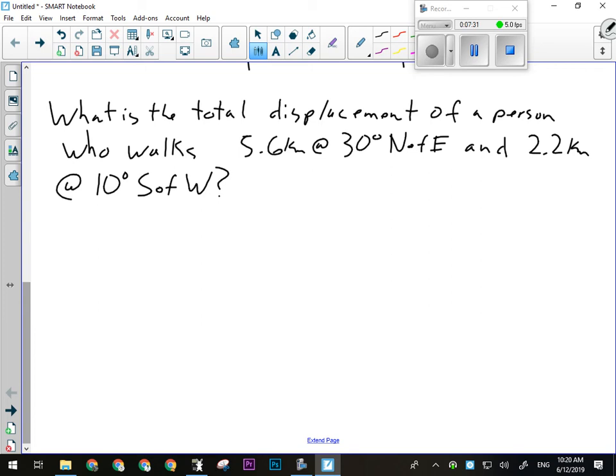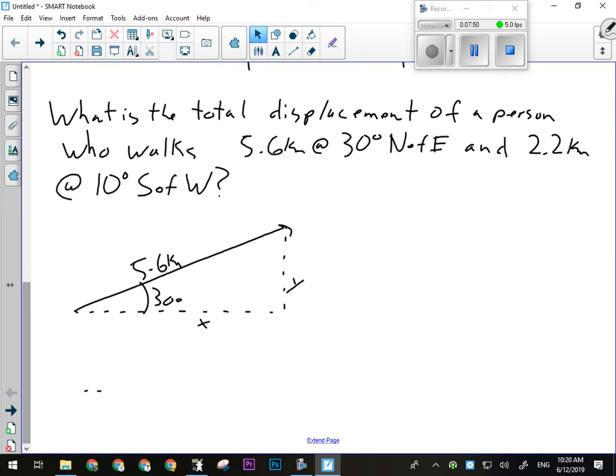So I'm going to draw, oh, I should draw further up here. There's my reference line. That's east. I'm going 30 degrees north of that, for 5.6 kilometers. There's my X, there's my Y. And then I've got 2.2 kilometers at 10 degrees south of west. So here's west, 10 degrees south of that would be pretty thin.